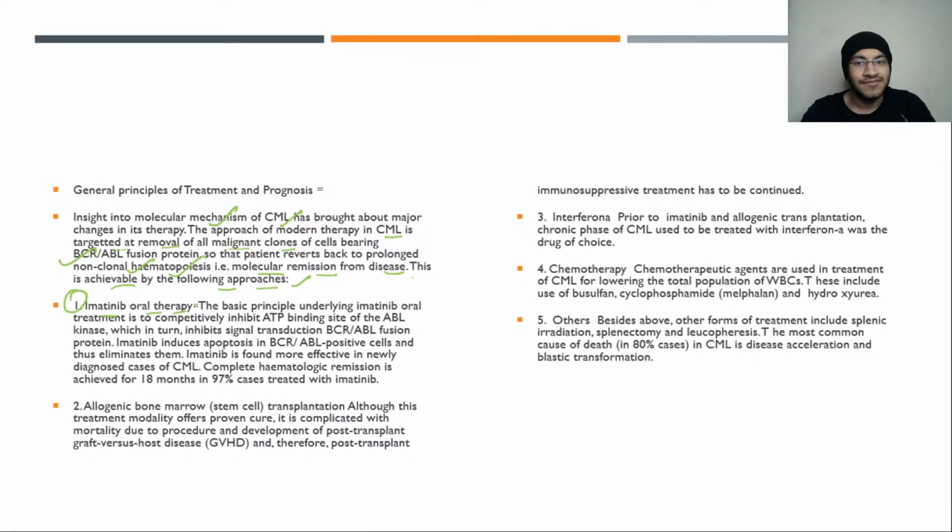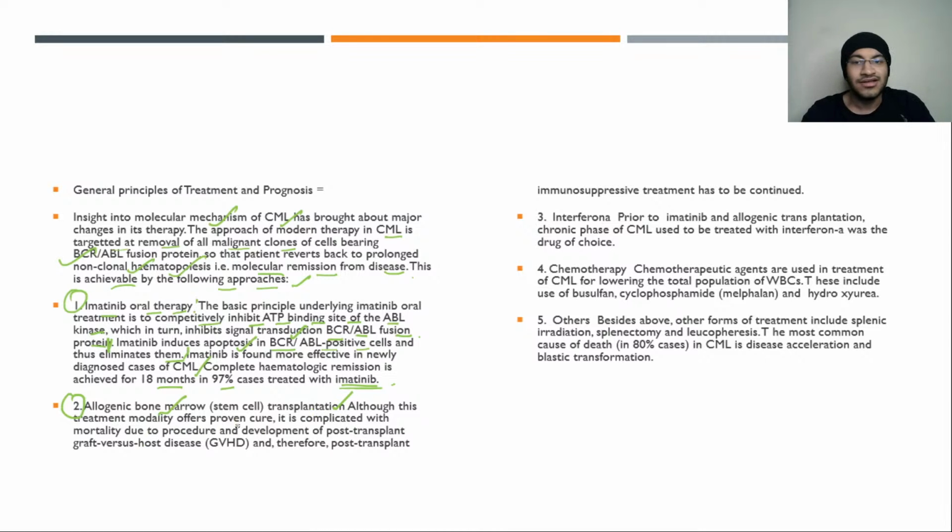Then imatinib oral therapy. The basic principle underlying the imatinib oral treatment is to competitively inhibit the ATP binding site of the ABL kinase, which in turn inhibit the signal transduction BCR-ABL fusion protein, and imatinib induces the apoptosis in the BCR-ABL positive cells and thus eliminates them. Imatinib is found more effectively in the newly diagnosed cases of CML. Complete hematologic remission is achieved for 18 months in 97% of the cases treated with imatinib. Allogenic bone marrow transplantation.